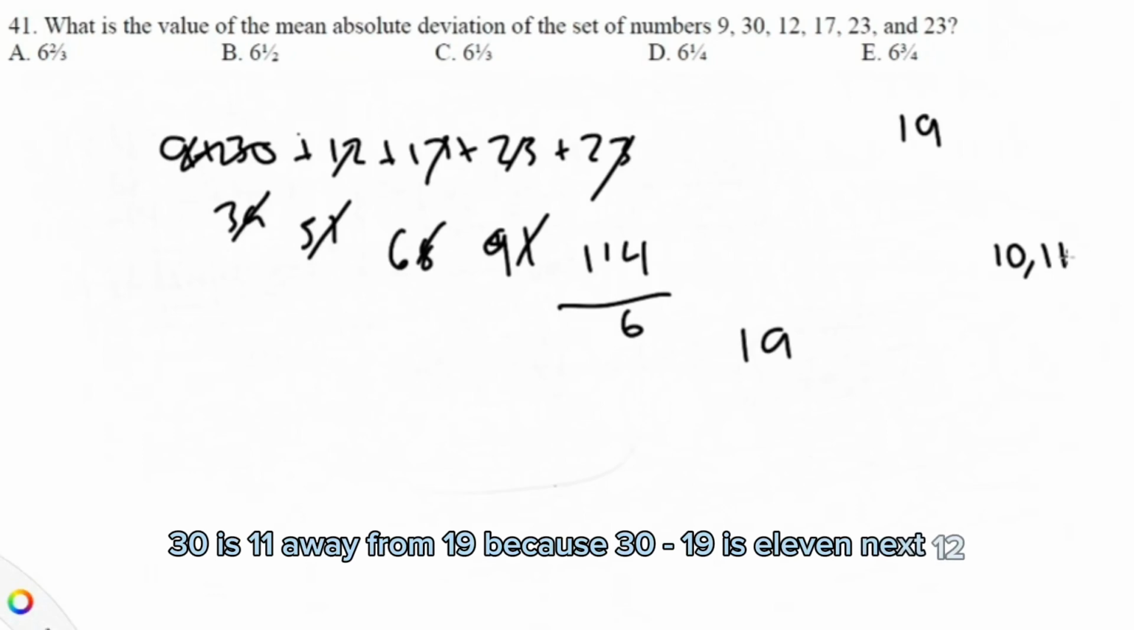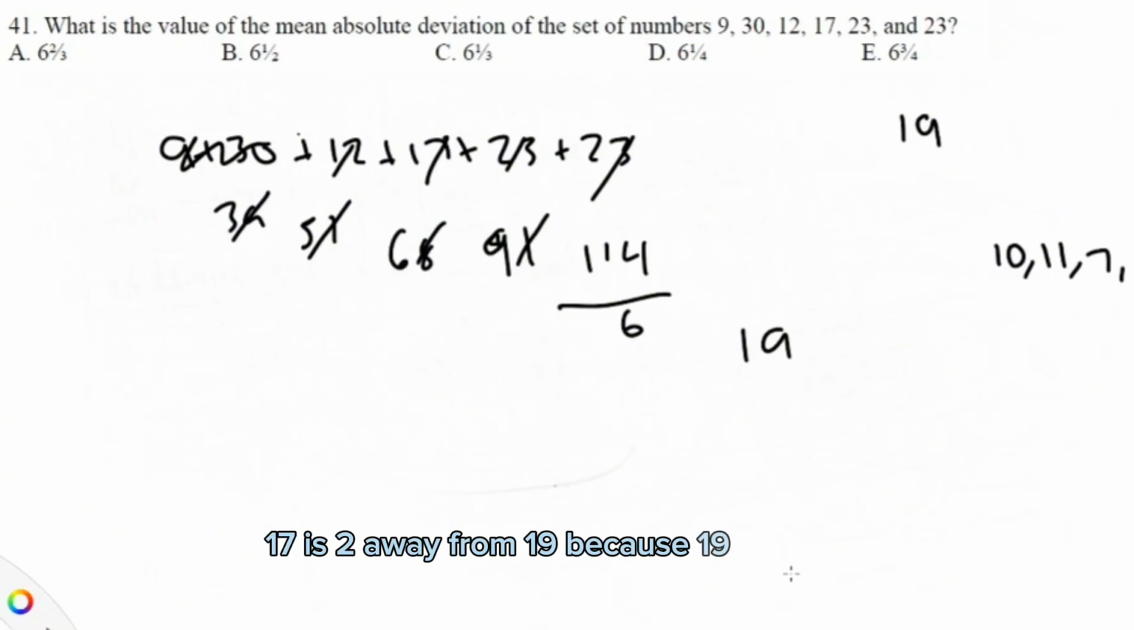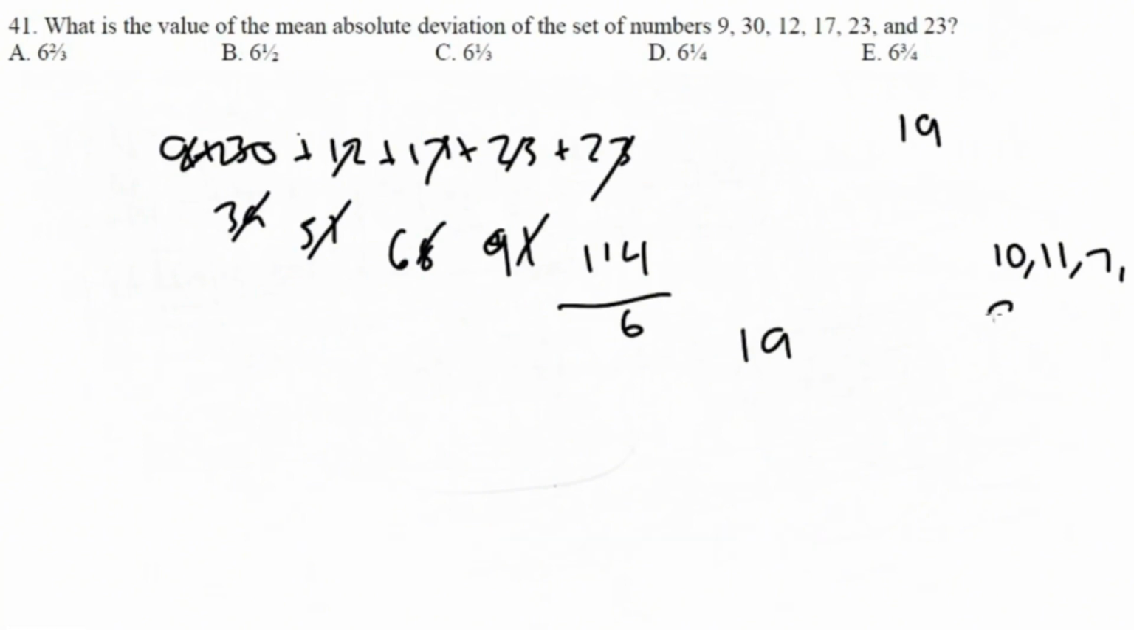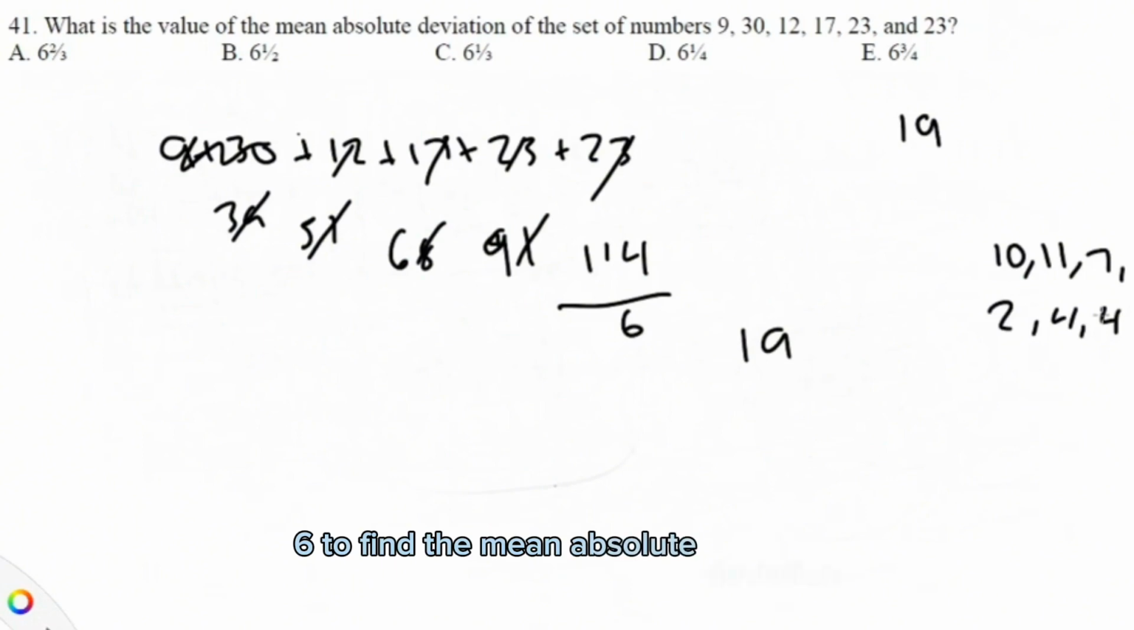Next, 12. 12 is 7 away from 19 because 19 minus 12 is 7. And next, 17. 17 is 2 away from 19 because 19 minus 17 is 2. Next, 23. 23 is 4 away from 19 because 23 minus 19 is 4. And since you have 23 twice, it's just 4 and 4. Alright, now we can add these up and then divide by 6 to find the mean absolute deviation.